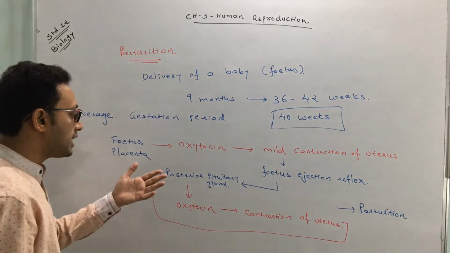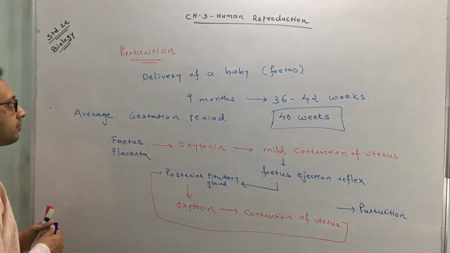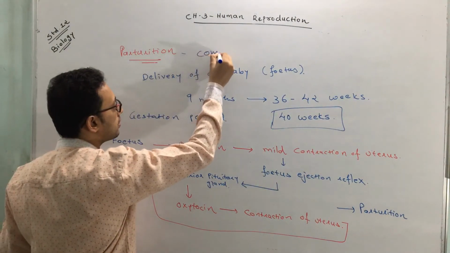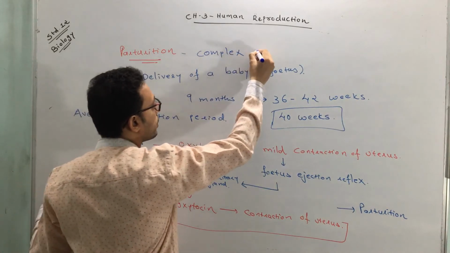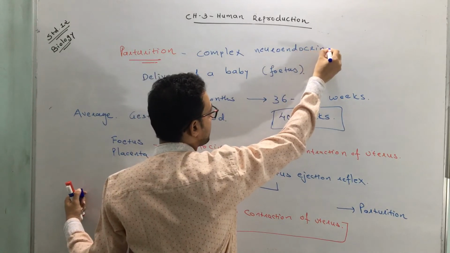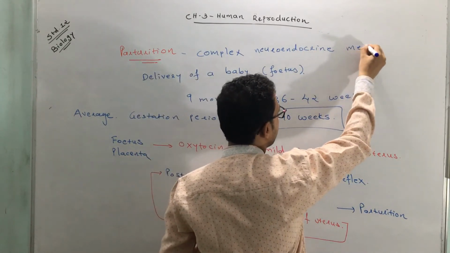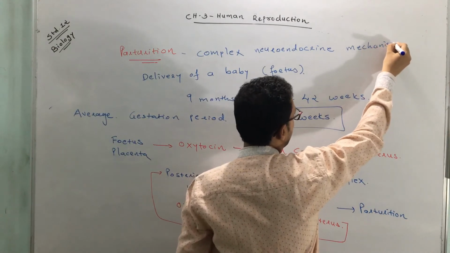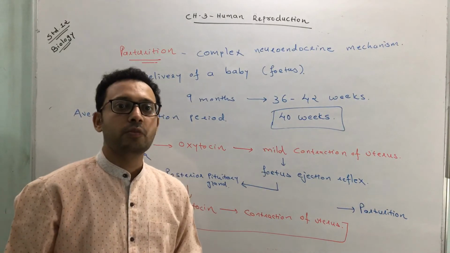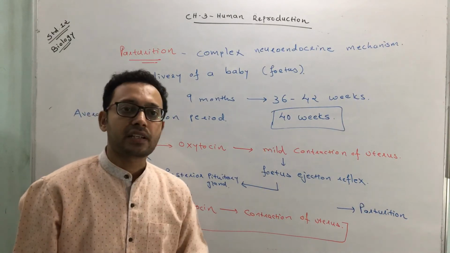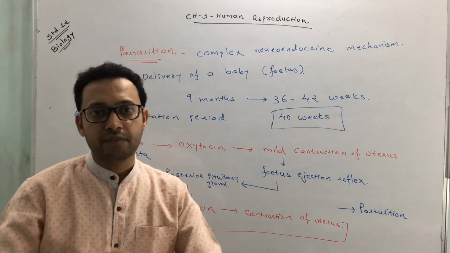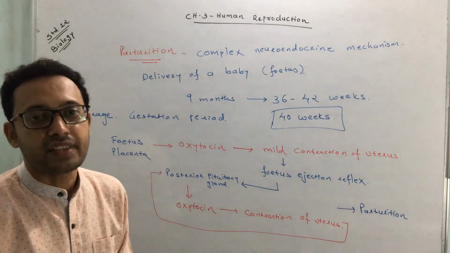So again, let me explain how this occurs. This parturition process is a complex neuroendocrine mechanism. It is not necessary that the same amount of movement or mechanism occurs in all types of ladies; that set of mechanisms may differ somewhat in the frequencies.